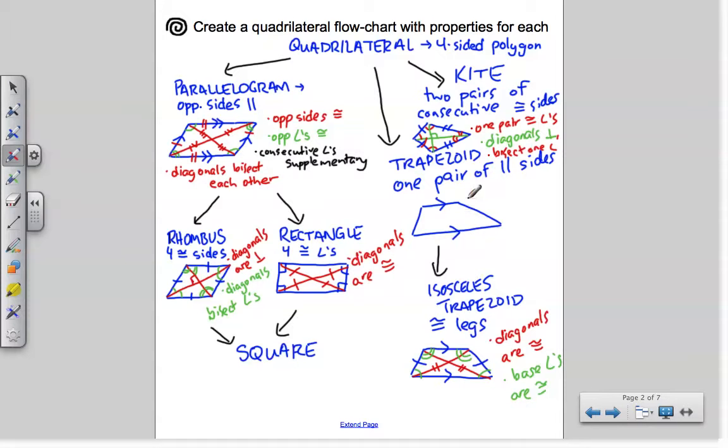And, let's see, did we get everything? Oh yes, and one diagonal is bisected. We got these being congruent. This is supposed to be 3 tick marks. I'll add this right here. One diagonal is bisected.